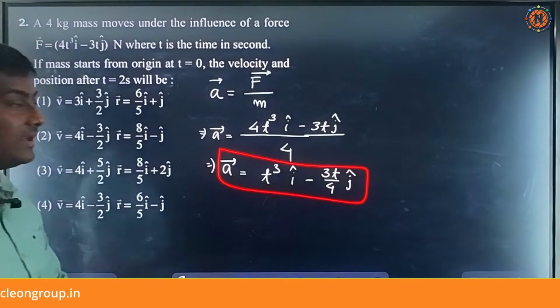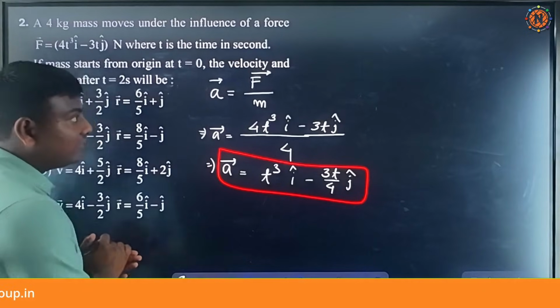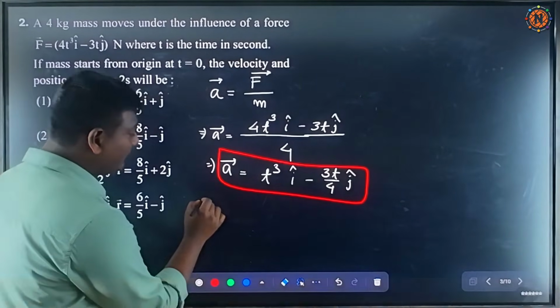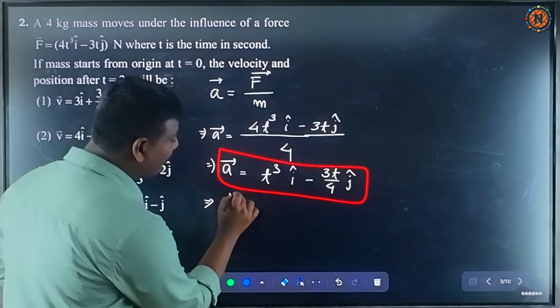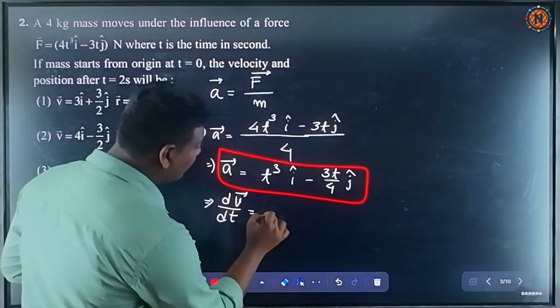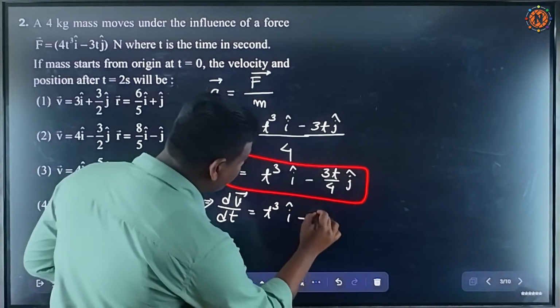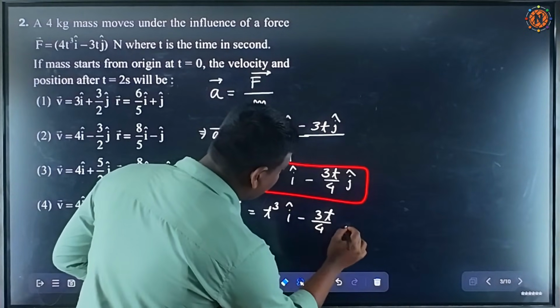So we got the acceleration. Now to find the velocity, we already know that acceleration is nothing but dv by dt, yes or no? So dv by dt is t cube i cap minus 3t by 4 j cap.